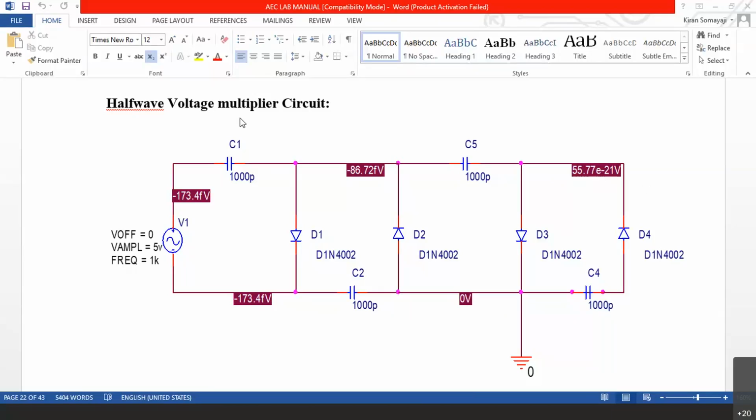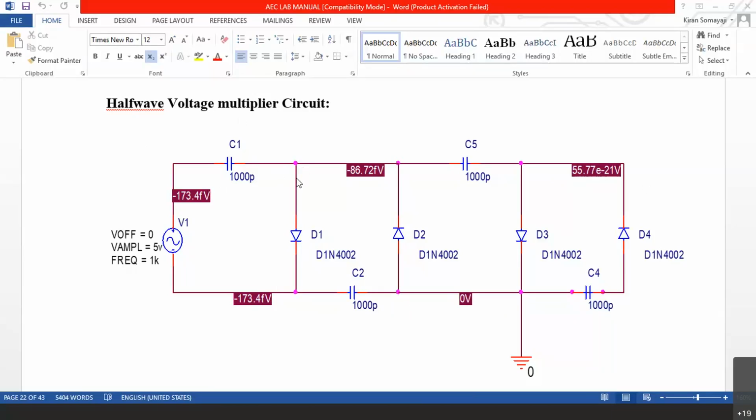But it is half-wave because in the negative cycle, D1 is not conducting. Only in the positive cycle is D1 conducting. D2 is conducting in the negative cycle. But at that time, because C1 is already charged when D1 was conducting, and D2 was not conducting, C1 retains that 5 volts.